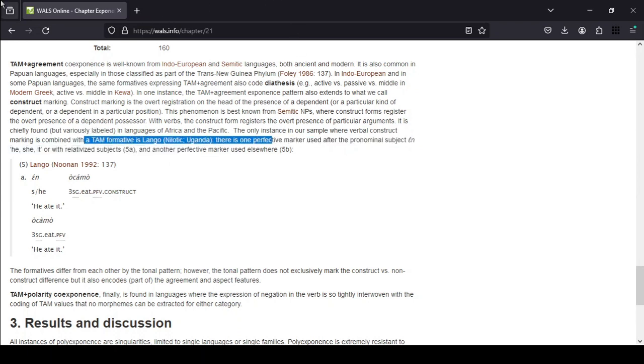Verbal construct marking is combined with a TAM formative. Okay. One perfective marker used after the subject or with... Oh, okay. So the sentence is different depending on if it's construct marked or not. Oh, and it looks like it's only different by the tone, which is pretty cool.